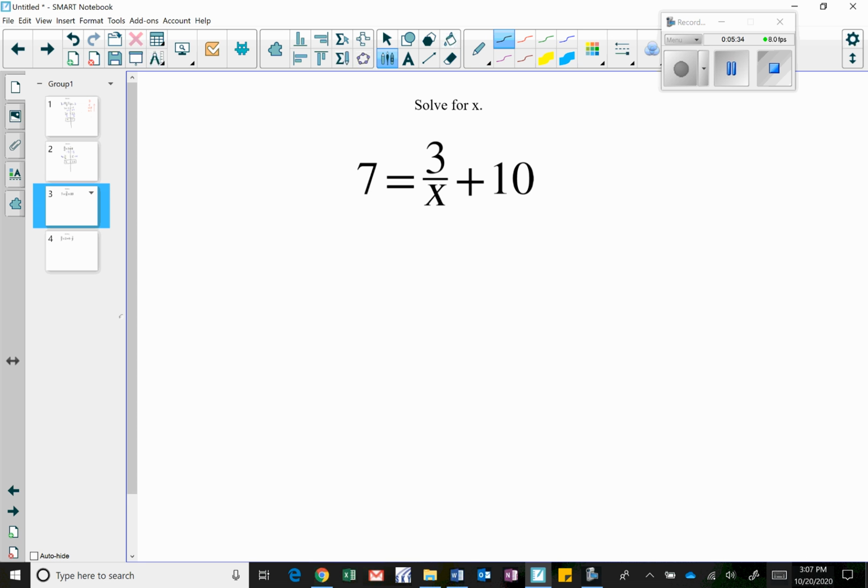Let's see here. So let's start by drawing this line. And then again, just like the last problem, I have this 3 divided by x and a plus 10. And so just like the last problem, I'm going to go ahead and try to get rid of that 10, and I'll do that by subtracting 10, right? Because you always do the opposite of whatever the operation is. So the opposite of addition is subtraction. That leaves me with 7 minus 10 is negative 3, and that equals 3 divided by x over here.